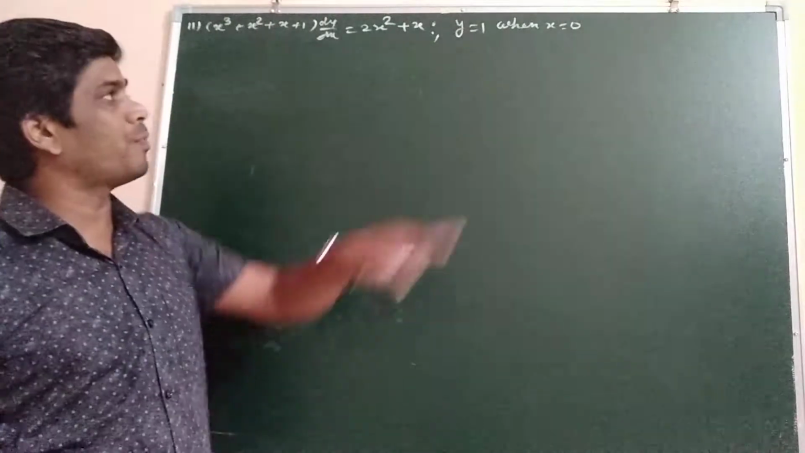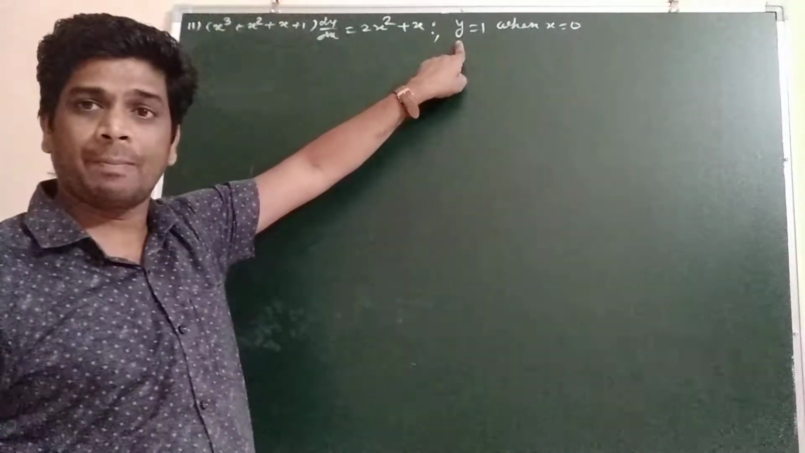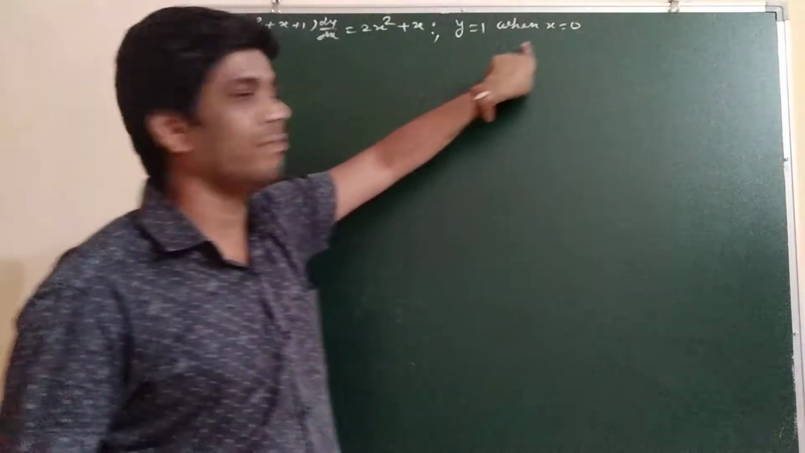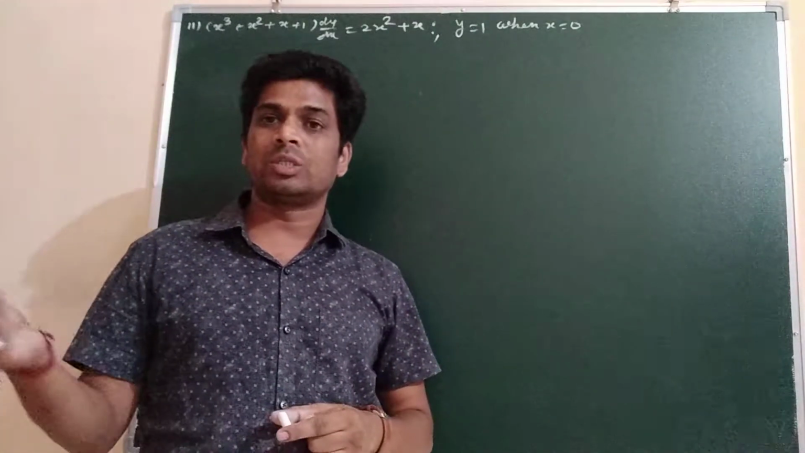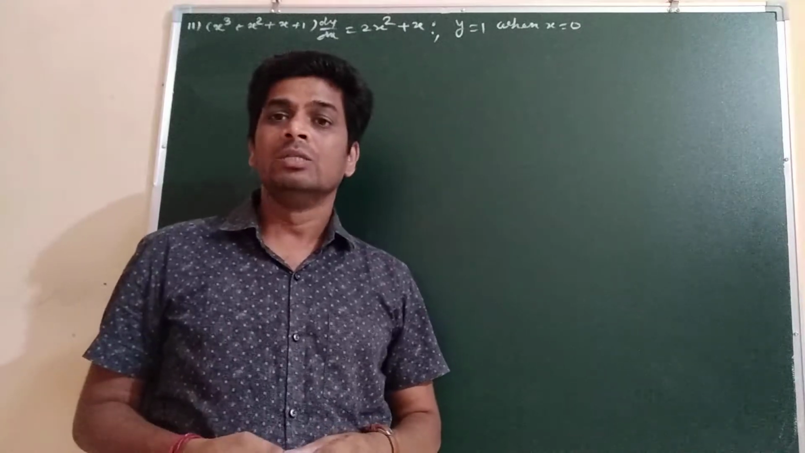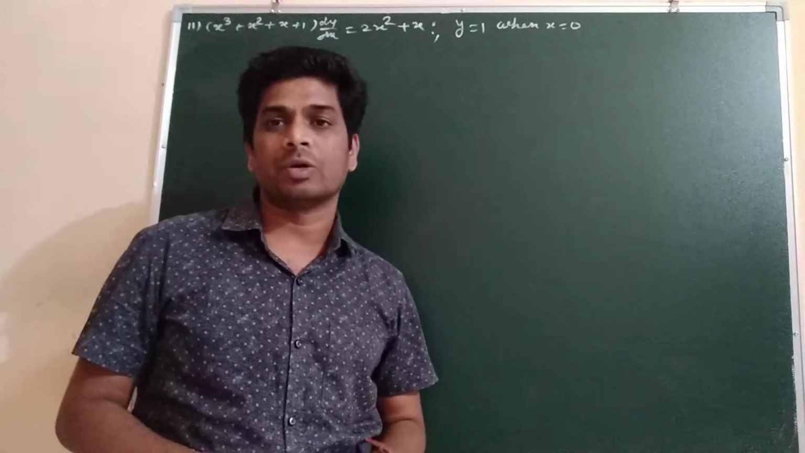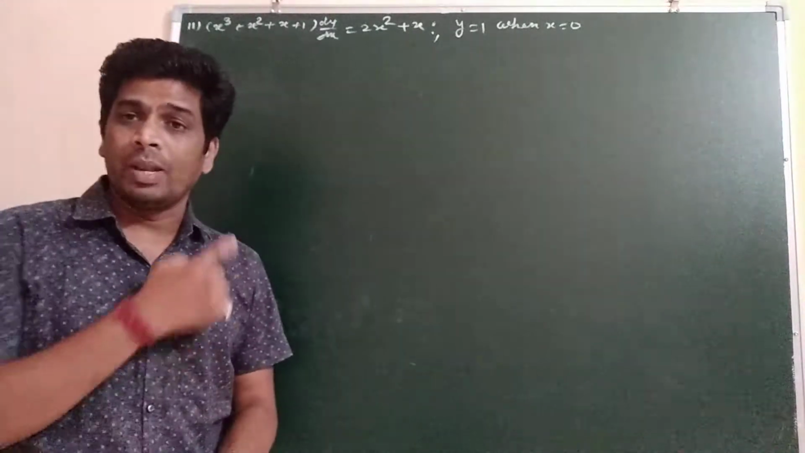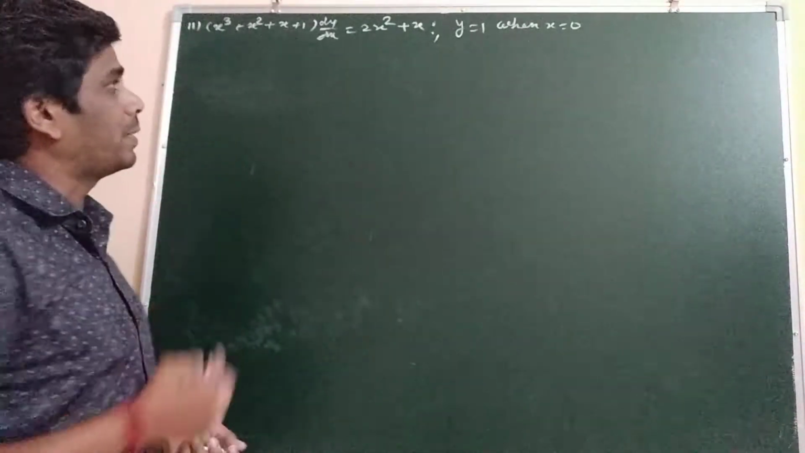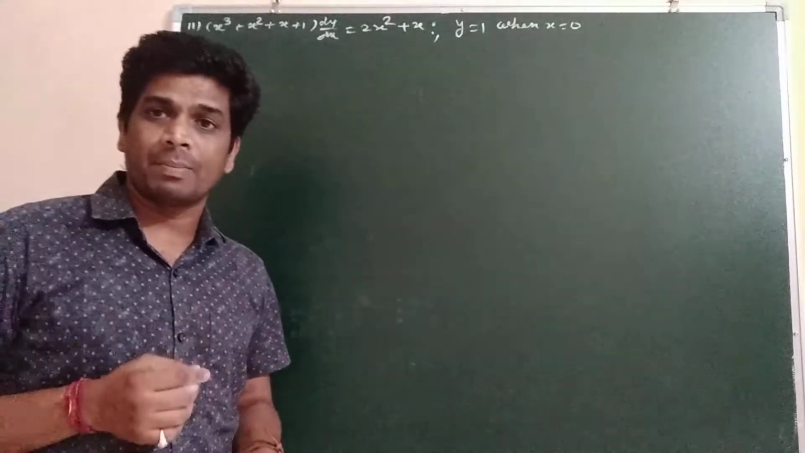That C we have to find with the help of the given value of x and y. Whatever value we get for C, we will substitute it again in the general solution, so that it becomes a particular solution. So let's see. Here we will first solve the given differential equation by the variable separable method.